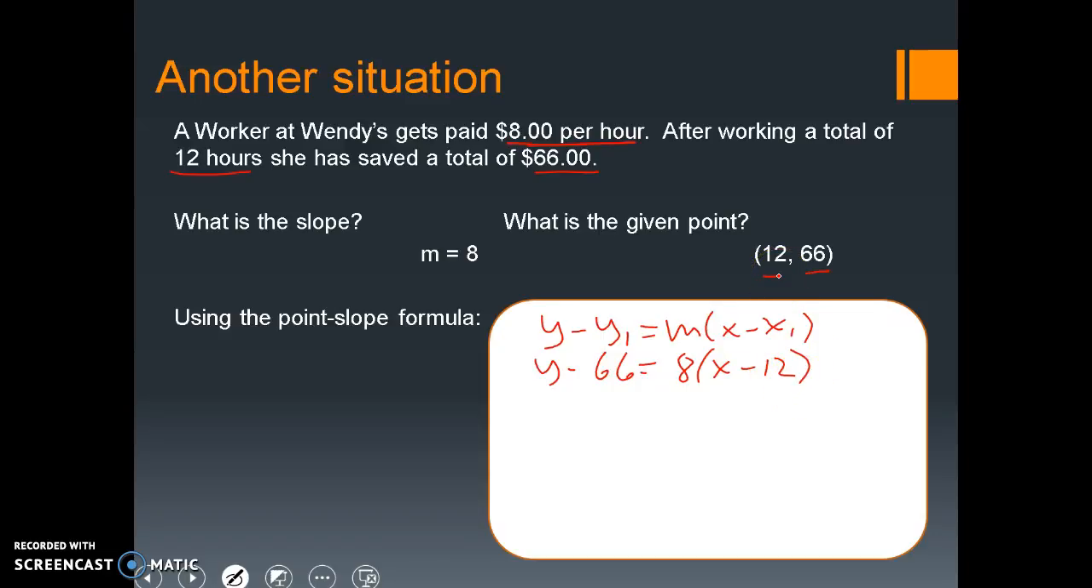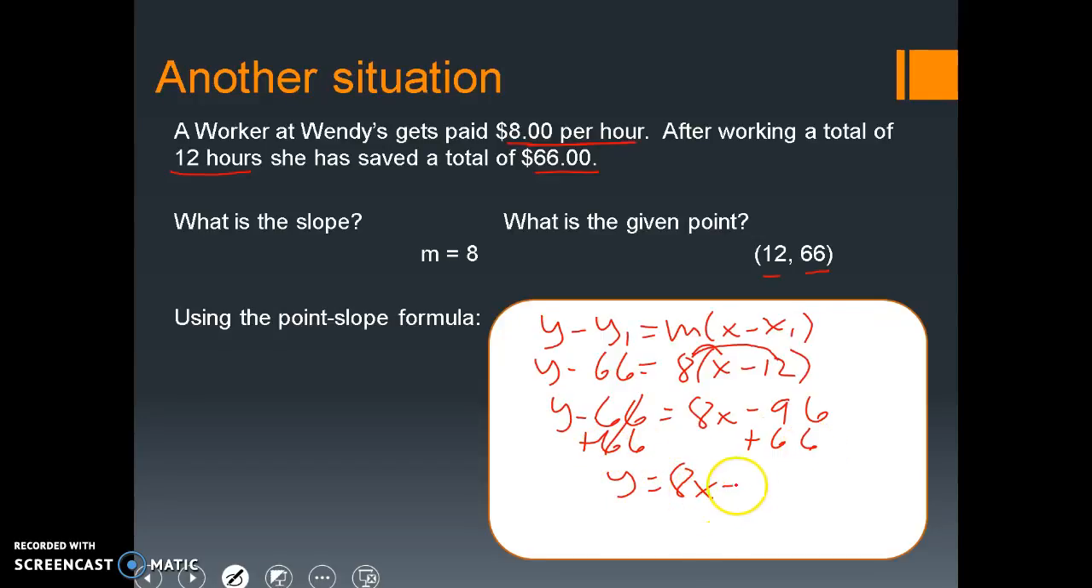And so then I just want to put it in slope-intercept form. So I want to get the y by itself, but I'm first going to distribute this 8. It's going to be y minus 66 equals 8x minus 8 times 12, which is 96. And then if I just add 66 to both sides, then I'm going to have y equals 8x minus 30. And so her hat and shirt must have cost her $30 because she started out $30 in the hole. And she gets $8 an hour.